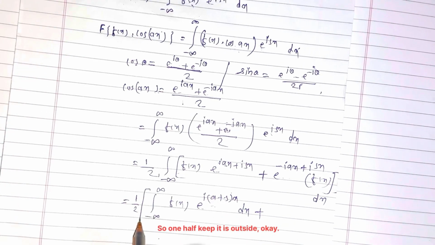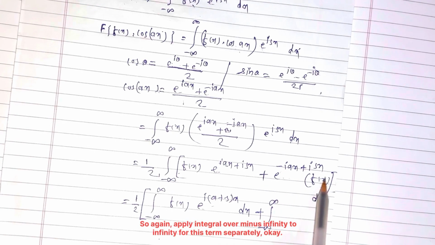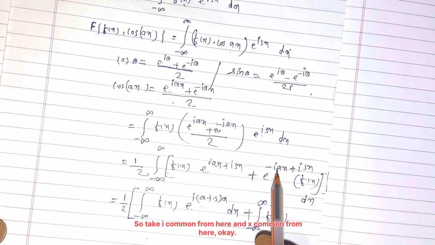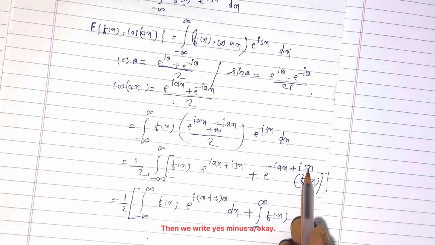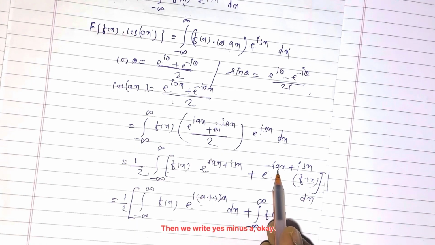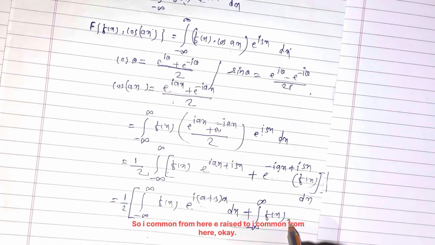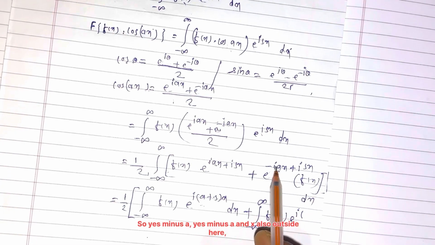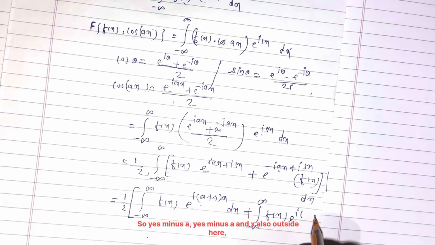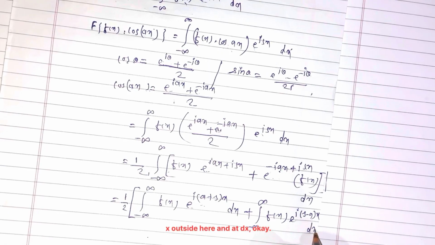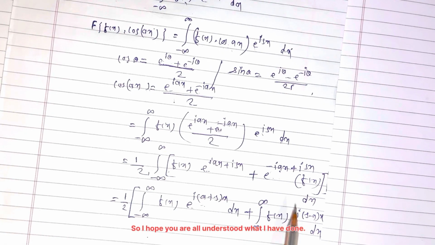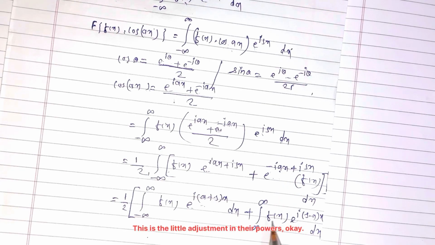So 1/2 is kept outside. Again apply the integral over minus infinity to infinity for this term separately, with f(x) kept as it is here. Take i common and x common, then we write s minus a. So i common, e raised to i common, s minus a, and x outside here, and dx. I hope you all have understood what I have done. This is a little adjustment in their powers.